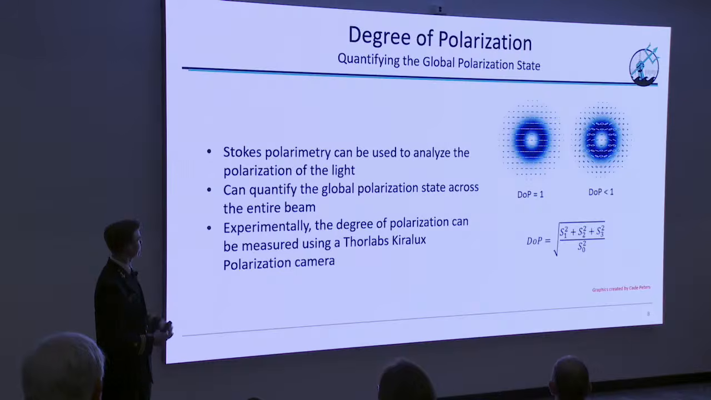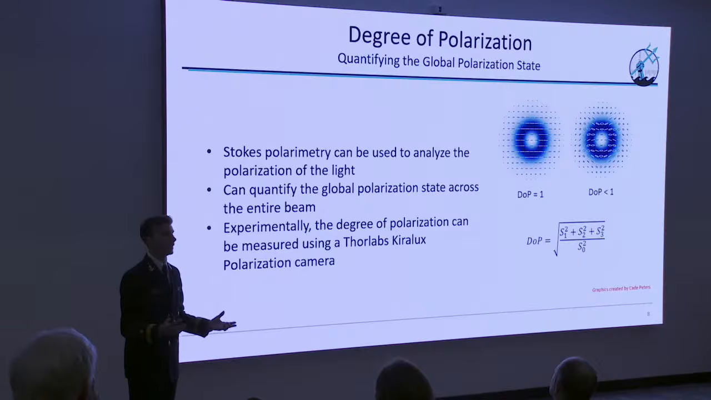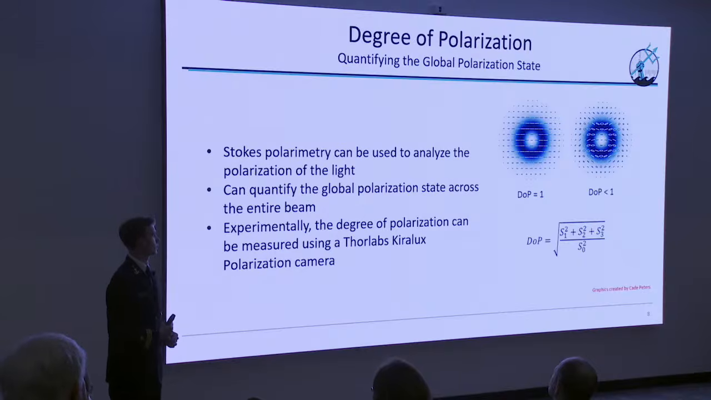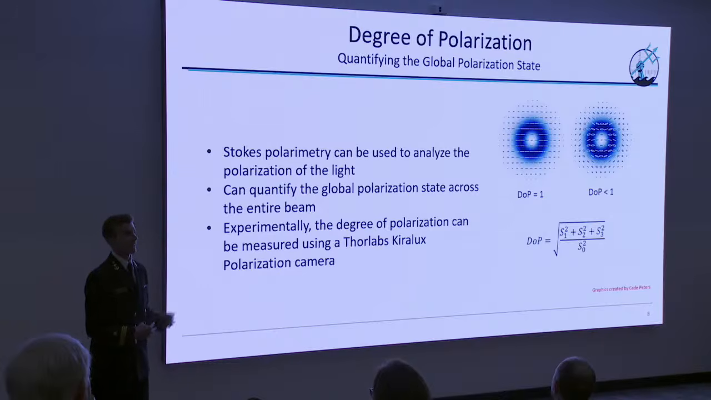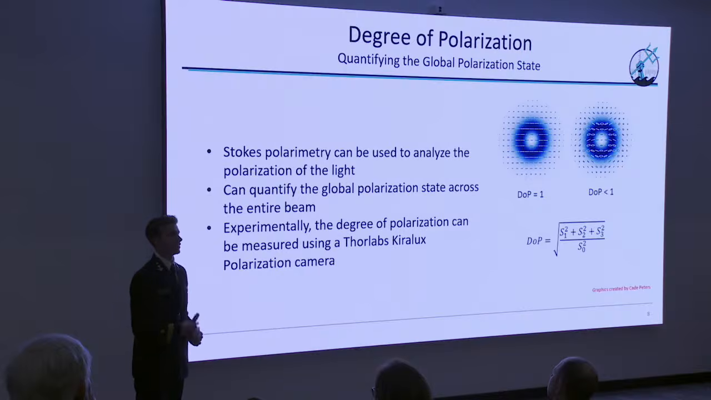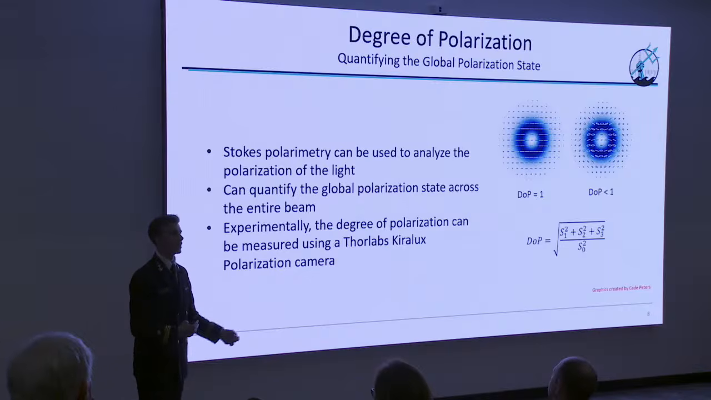This degree of polarization quantifies the global state of polarization and is, again, the main topic and subject that we are researching in this project. Experimentally, we can get this degree of polarization value by using a Thorlabs Kiralux polarization camera, and that camera can detect all four Stokes parameters. Then in post-processing with MATLAB, we take those Stokes parameters, use this equation, and get a single value of the degree of polarization.